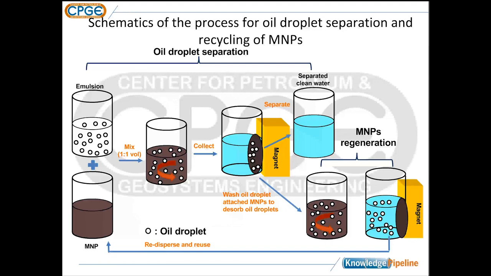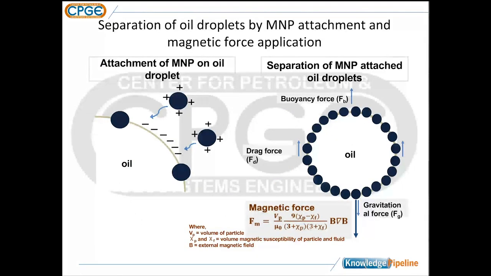As shown on the left, we can mix nanoparticle dispersion with the produced water, which contains micron-sized oil droplets. We can mix them very vigorously so that the magnetic nanoparticles can be attached to the oil droplets. And then we apply the magnetic field on the side so that all the droplet-attached magnetic particles can be separated. Then you can drain off the clean water, and we put these nanoparticle-attached oil droplets in pH adjusted water so that we can separate the magnetic nanoparticles from the oil droplets so that we can regenerate particles and reuse them again. That's our general scheme.